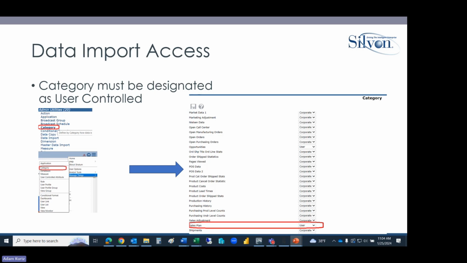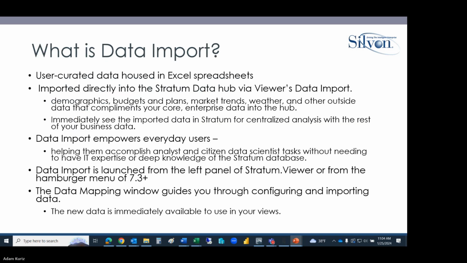So what is data import? Like I said, this is a way for you to import data into Stratum. You might have a plan or a budget, and you want to incorporate that into Stratum for comparative purposes, for analytics. So basically user-curated data that's within Excel, and you can import that data, obviously using the Stratum Data Hub, using that data import feature. So typically we'll see budgets and plans.